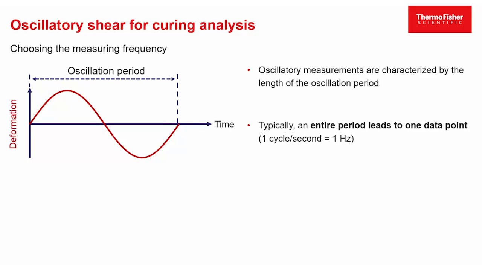The last thing that has to be considered before pressing the start button of a rheological experiment is the applied frequency. Every oscillation is characterized by the length of its period. This means that the more time is needed for the system to perform an entire oscillation cycle, the longer it takes to obtain a single data point. A standard setting, which is used by many rheometer operators, might be 1 cycle per second, which corresponds to a frequency of 1 Hertz.